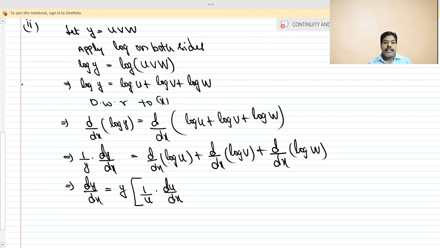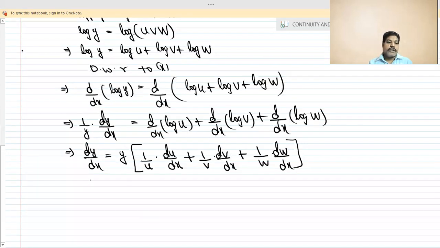Why? Because it is also log f of x. What is the log f of x derivative? 1 by f of x into f dash of x, plus. What is the log v derivative, students? Tell me that. 1 by v into dv by dx, plus. What is the log w derivative? 1 by w into dw by dx.